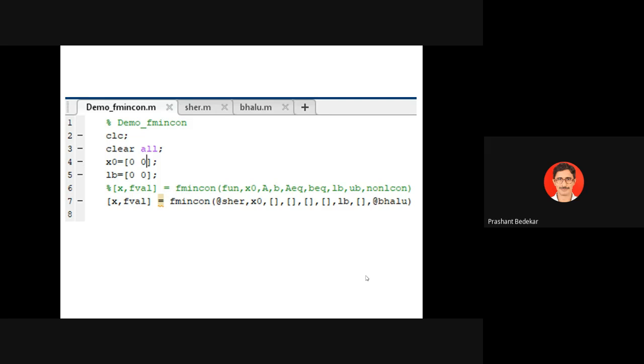So I have given the name as demo_fmeancon. CLC, clear all, the meaning is known to you. X0, the initial choice, is given as 0, 0. Lower bound for R and H: we know that R and H, radius and height of the cylinder, have to be greater than or equal to 0. It cannot be negative. So lower bound is 0, 0. Upper bound is not given, so not specified. And then I am saying fmeancon.